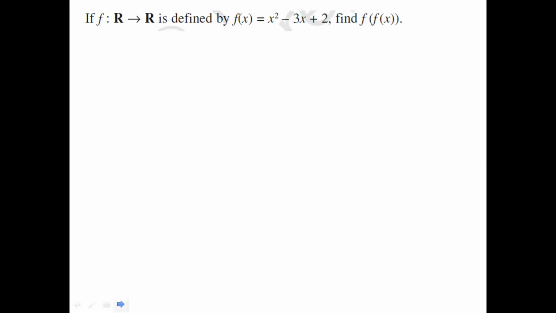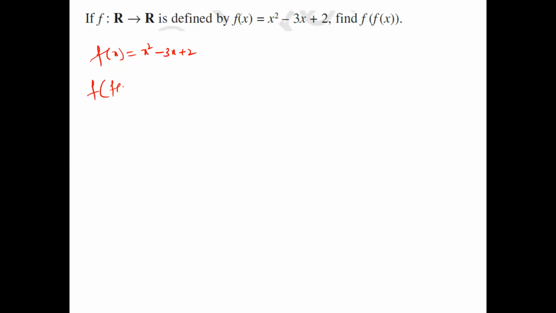If f is a function from real numbers to real numbers defined by f of x equal to x square minus 3x plus 2, find f composition f of x. f of x equals x square minus 3x plus 2.